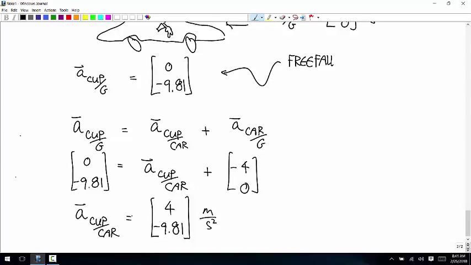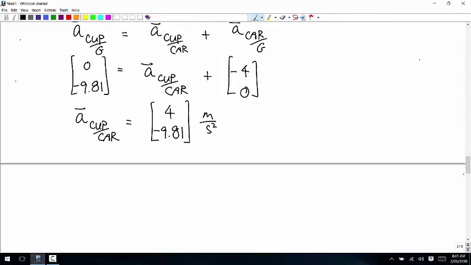Okay, just set it backwards. And then we have 2 accelerations for the cup. Cup relative to ground is 0, negative 9.81. Cup relative to car is 4, negative 9.81. Which of those 2 can we use in Newton's second law? Ground, yep. So for part C, the acceleration of the cup relative to the ground is the one that's in an inertial coordinate system. So that's 0, negative 9.81.